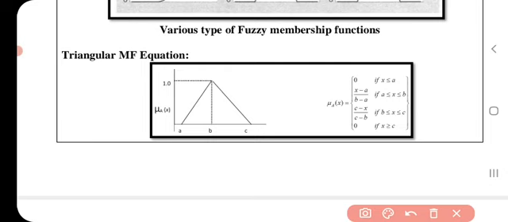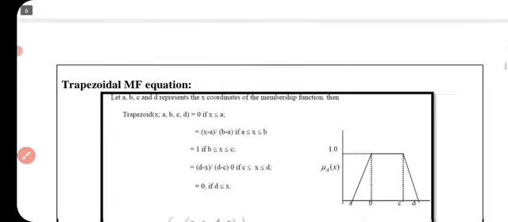Say mu A(x) is equal to 0 when x is less than A. Similarly, the second equation is for x between A and B: (x minus A) divided by (B minus A). For x between B and C: (C minus x) divided by (C minus B). And for x greater than C, we get the membership function value 0. So this is the typical graphical representation and equation of the triangular membership function.